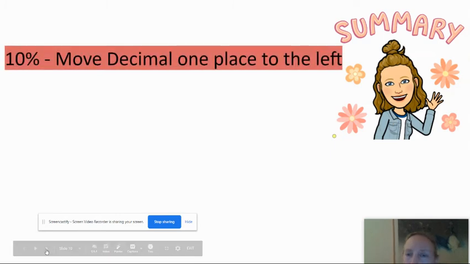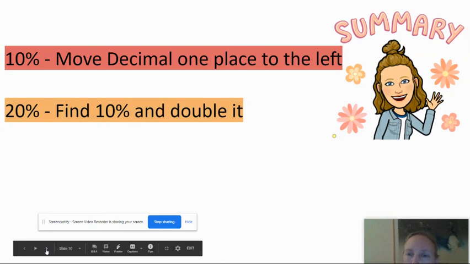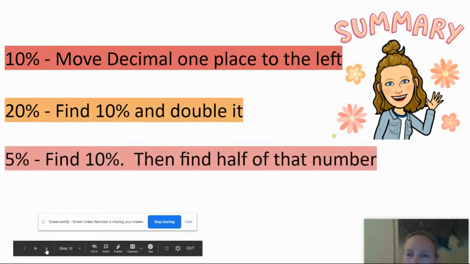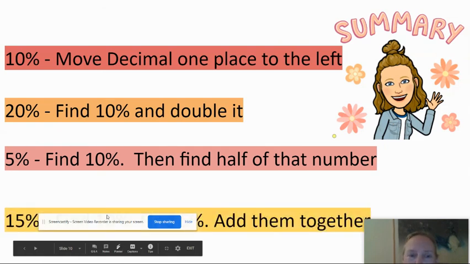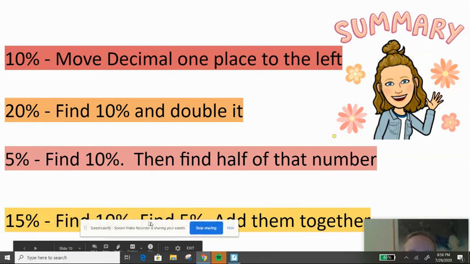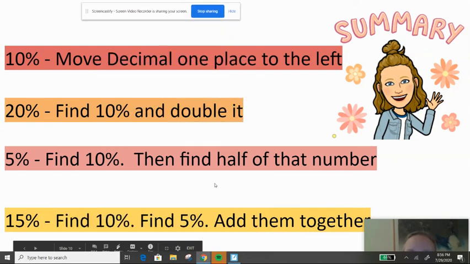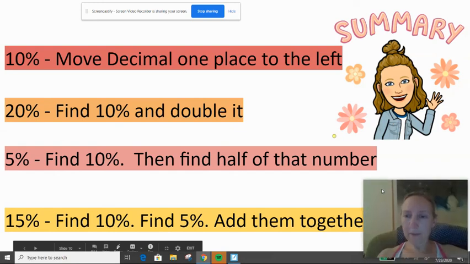So summarizing all of those new tricks: 10%, move the decimal one place to the left. 20%, find 10% and double it. 5%, we just took half of 10%. And 15%, we find 10% and 5% and add them together. Hopefully, the next time you go to a restaurant, you're going to use these tricks and be able to find the tip without any trouble.